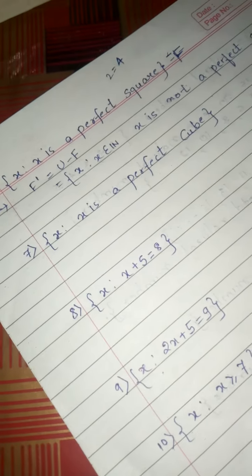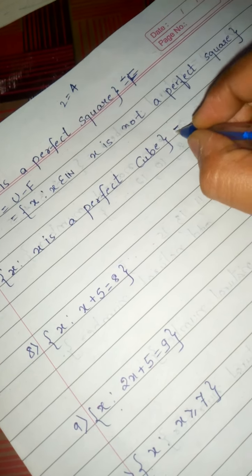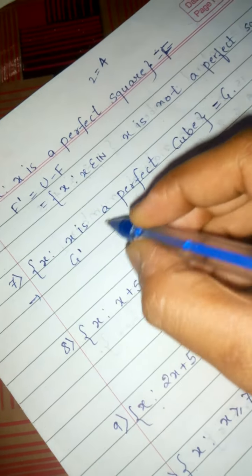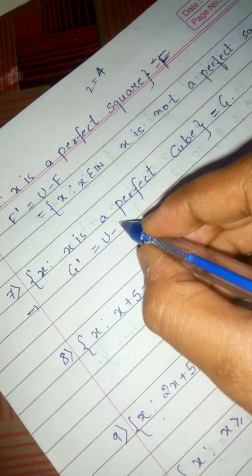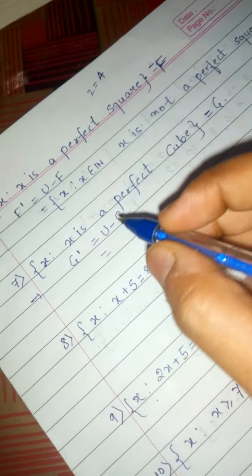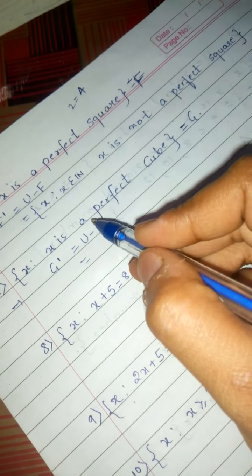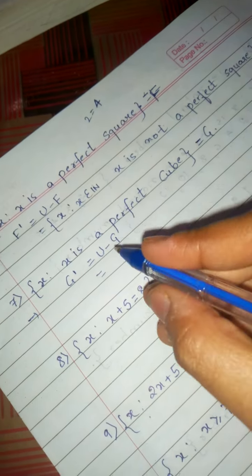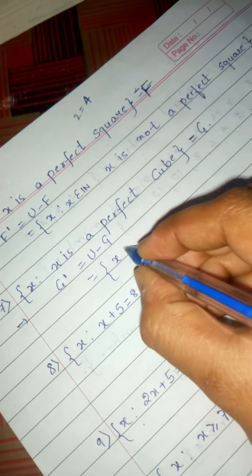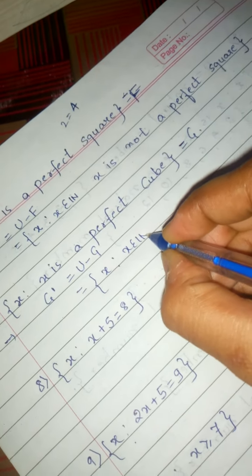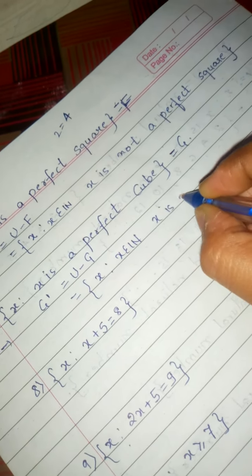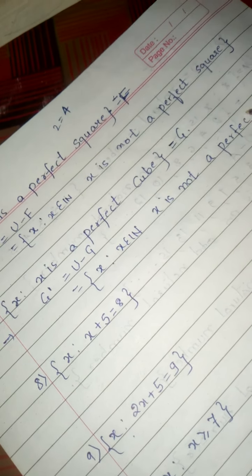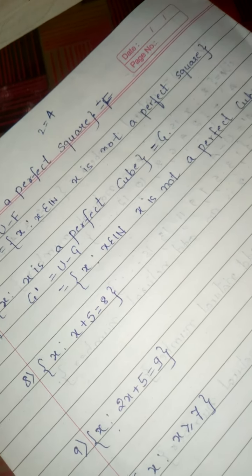Okay, now the next question is also similar. I'll denote it by g. Now we want to find the g complement, which is equal to universal set difference the set g. Now if from the universal set we remove the elements which are perfect cubes, what are we left with? We are left with x such that x belonging to natural numbers and x is not a perfect cube, because we are removing all the elements which are perfect cubes.